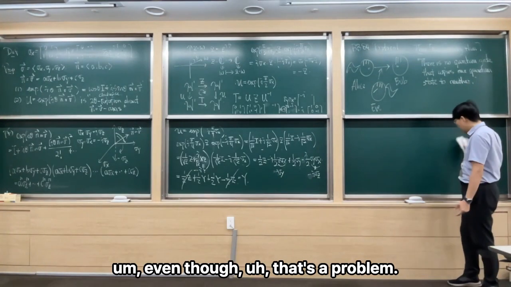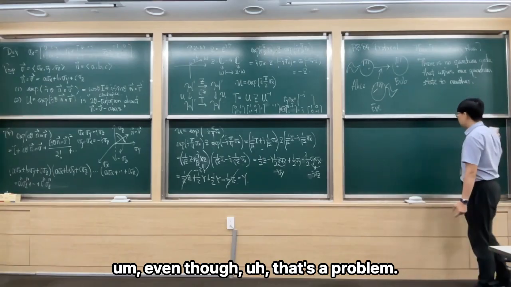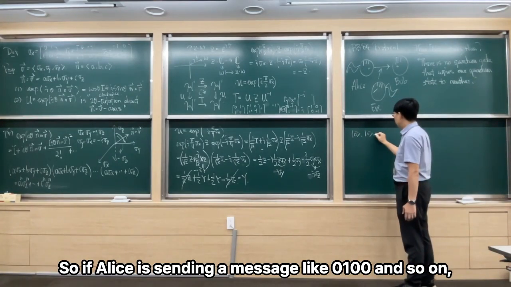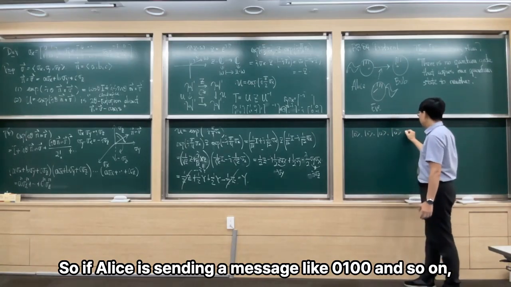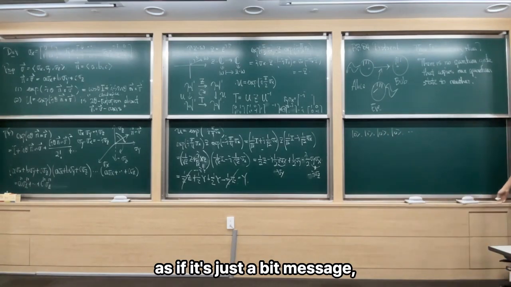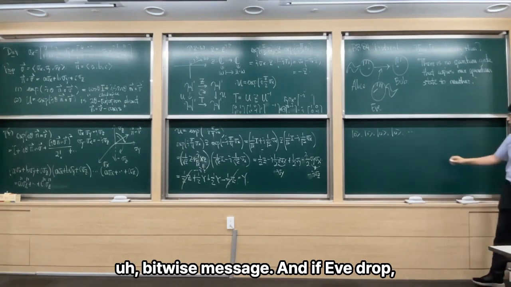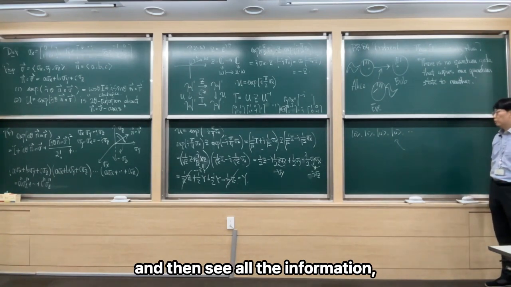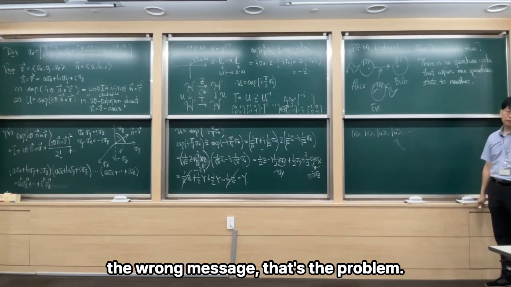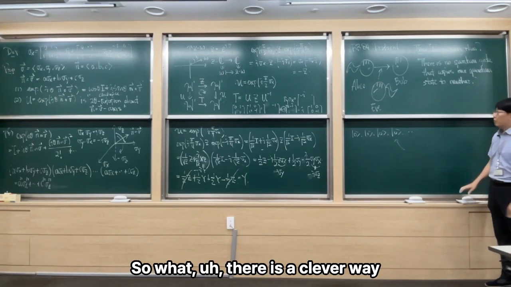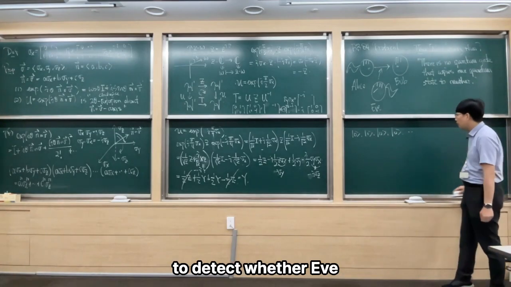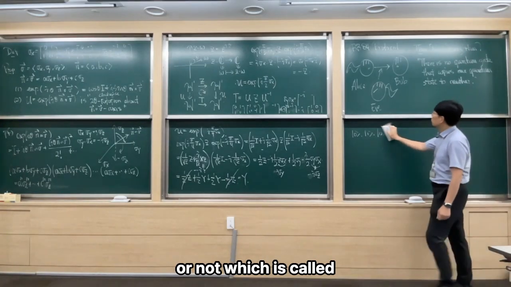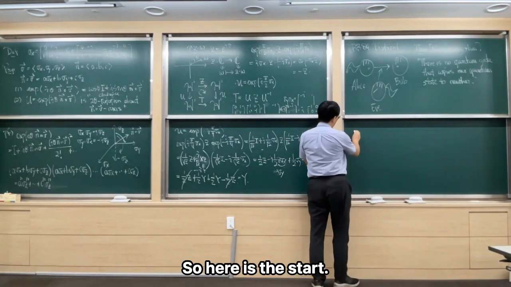So even though that's a problem, if Alice is sending a message like 0, 1, 0, 0, and so on, as if it's just a bitwise message, and if Eve intercepts this message and gets all the information and sends Bob the wrong message, that's the problem. So there's a clever way to detect whether Eve is eavesdropping on the channel or not, which is called the BB84 protocol. So here is the start.